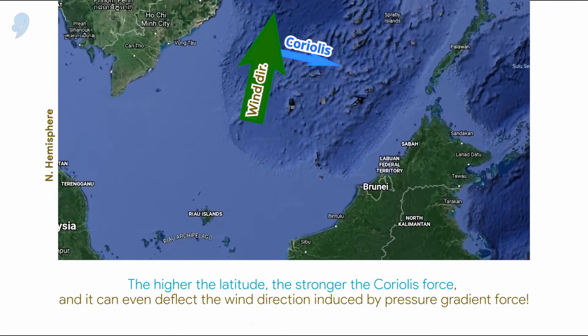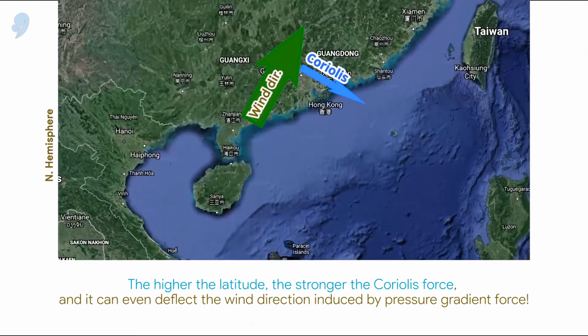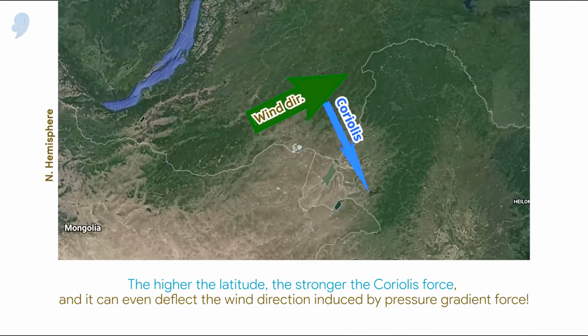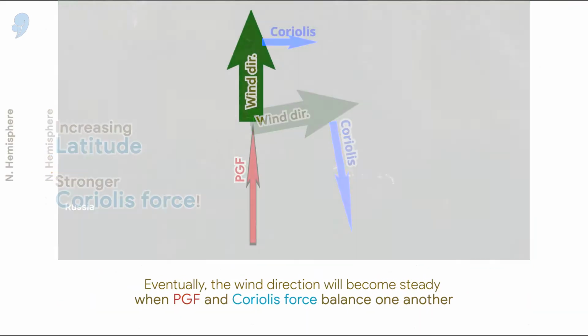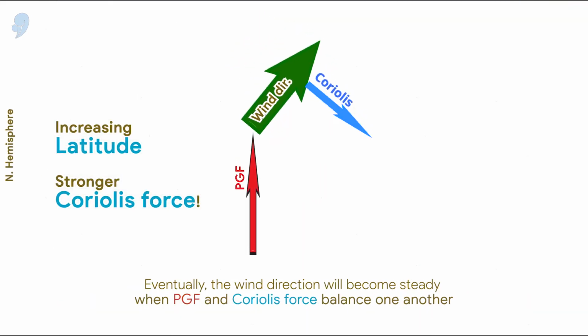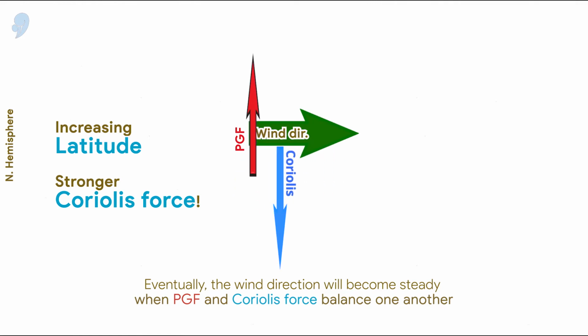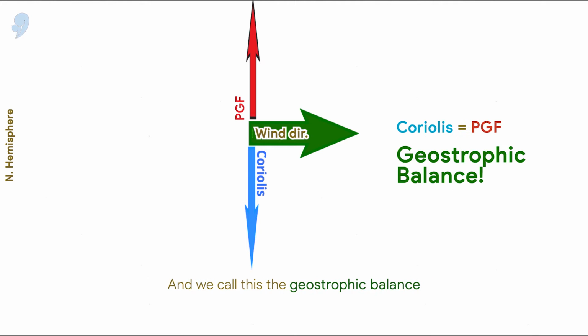The higher the latitude, the stronger the Coriolis force, and it can even deflect the wind direction instilled by the pressure gradient force. Eventually, the wind direction will become steady when pressure gradient force and Coriolis force balance one another, and we call this the geostrophic balance.